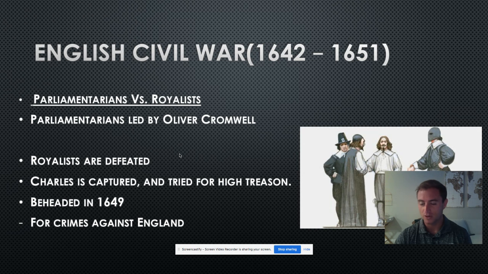He is found guilty. He is convicted of high treason. Charles' only defense in the actual trial is that the trial was illegal itself, that he could only be tried by God, and the people aren't having that anymore. And so he is sentenced to death. He gets to visit his children one more time, and then he is beheaded in 1649. They cut off his head with the broadsword.